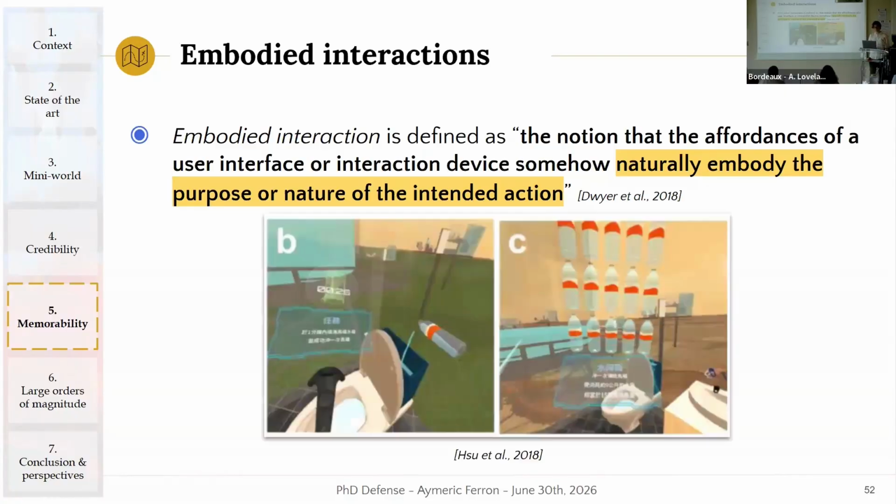Let me explain with a project from Xu and colleagues. So here is a visualization of 15 water bottles needed to flush a toilet tank. In order to do so, you need to grab some water bottles in VR and do the gesture of pouring the water bottles inside the tank. So it is an embodied interaction, because otherwise you could just click on a button on the controller. But here you really have to do the gesture like you would do in real life.